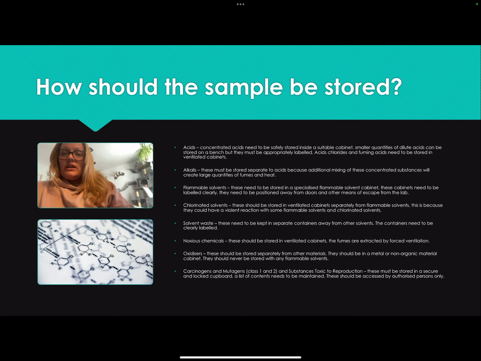Oxidizers. These should be stored separately from other materials. They should be in a metal or non-organic material cabinet. They should never be stored with any flammable solvents. Carcinogens and mutagens, class 1 and 2, and substances toxic to reproduction. These must be stored in a secure and locked cupboard. A list of contents needs to be maintained, and these should only be accessed by authorised people.